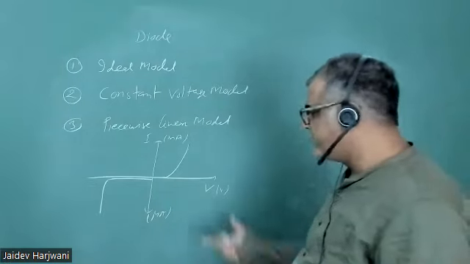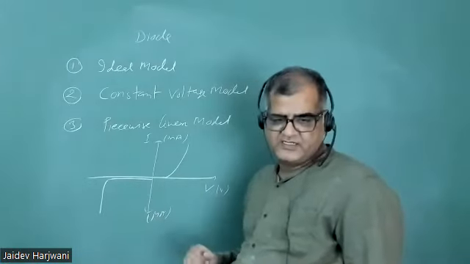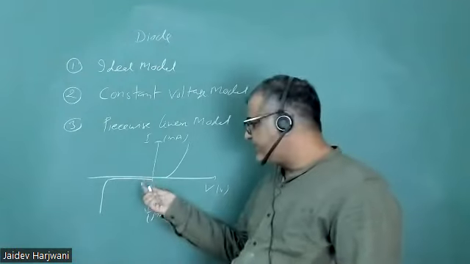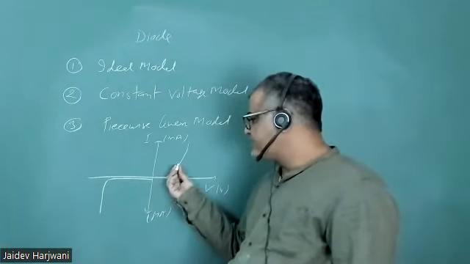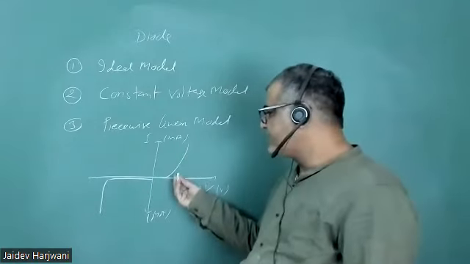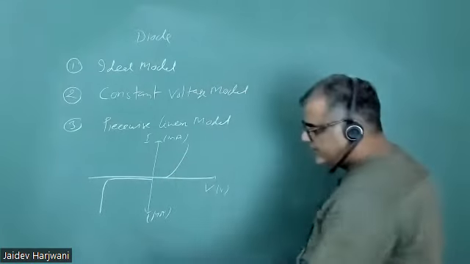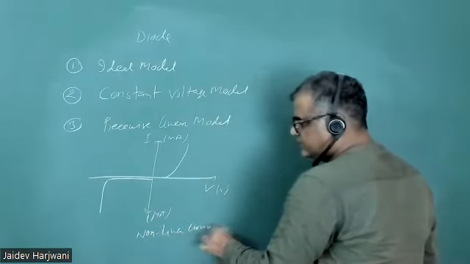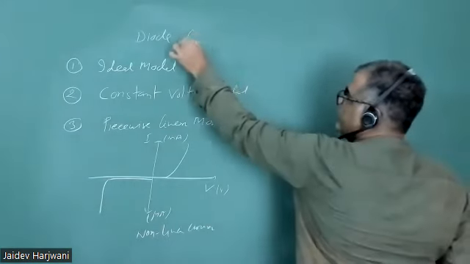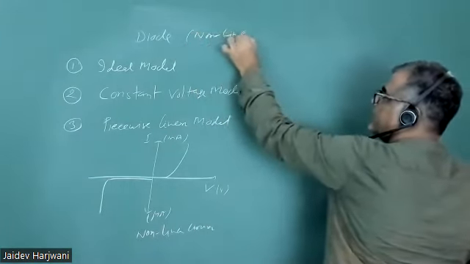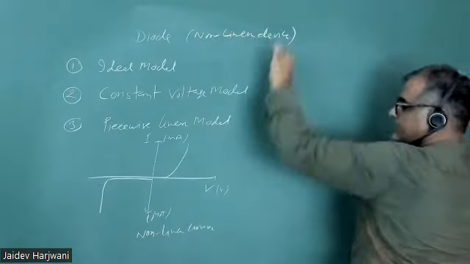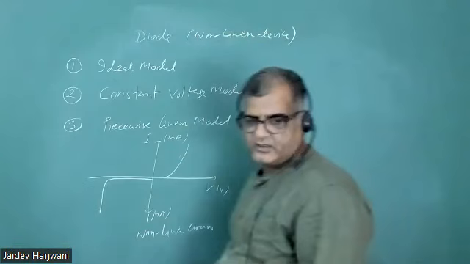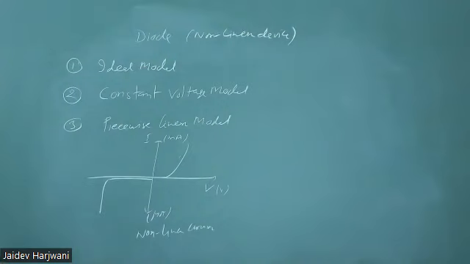But if this is my IV characteristics, then if any current is flowing in the circuit, what will happen? Its resistance will keep changing. For every current its resistance will be different. That's why it is a non-linear device. Diode has a non-linear curve, and your diode is basically a non-linear device. So last time, can you explain why it is non-linear? Because the IV characteristics is not linear. So your diode is not a linear device. It's a non-linear device.